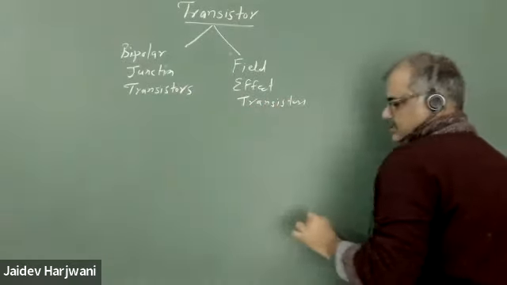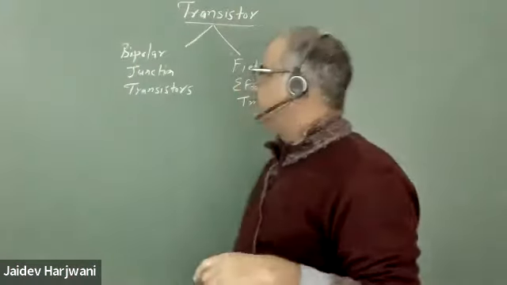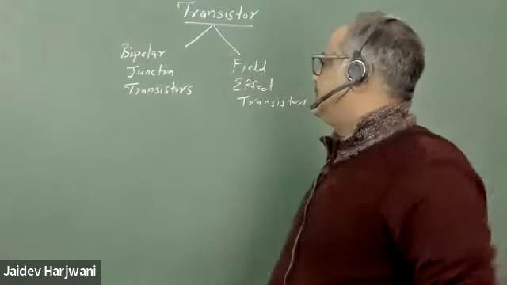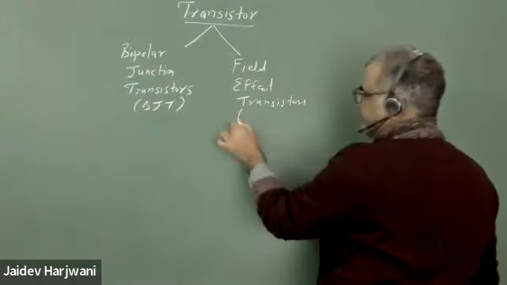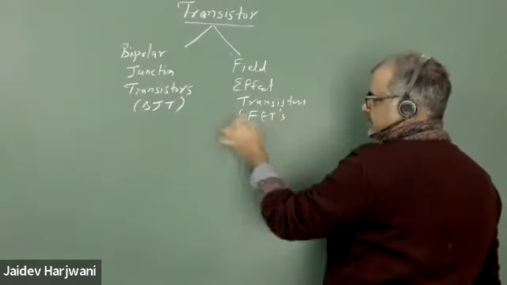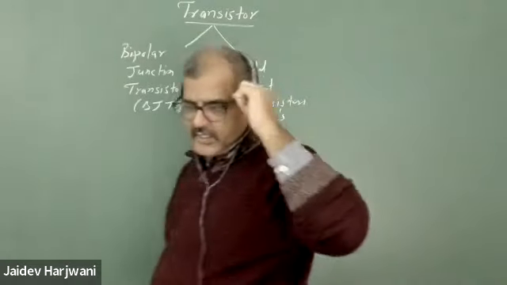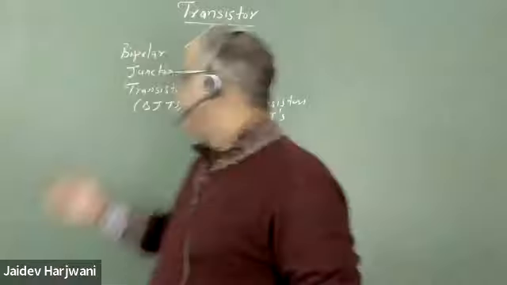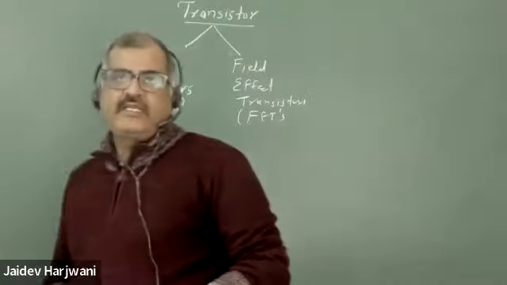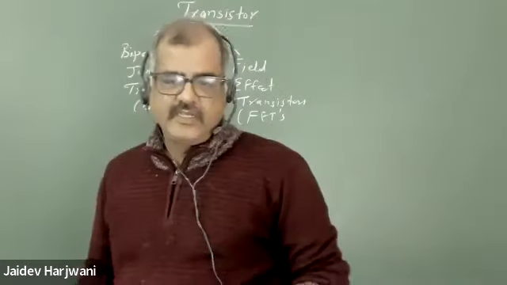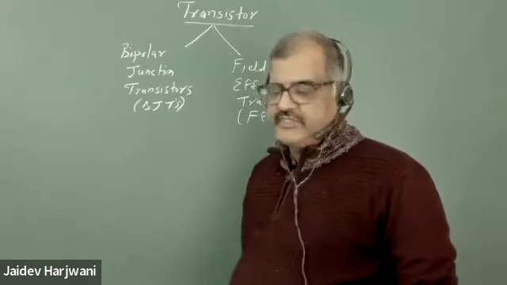Okay. So what is the difference between these two types of transistor? We'll take BJT first. The short form of bipolar junction transistor is BJT, and the short form of field effect transistor is FET. In bipolar, as the name suggests, there are two types of charge carriers. That means you need both majority as well as minority charge carriers to participate in the operation of a BJT.